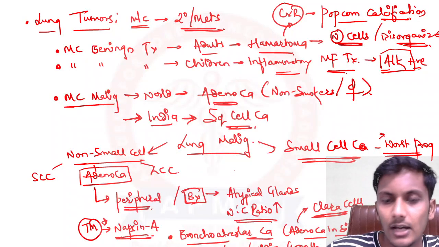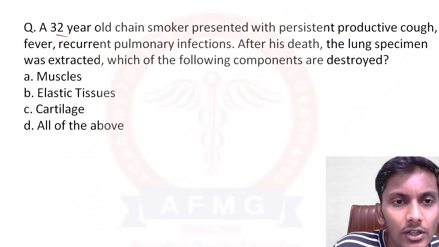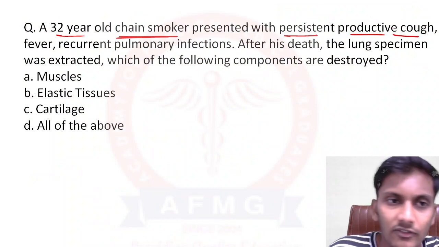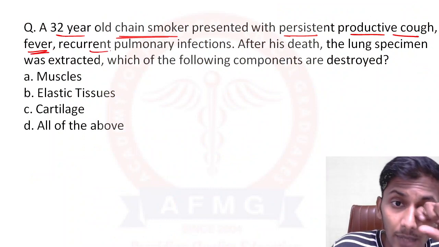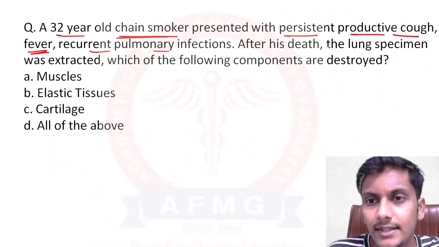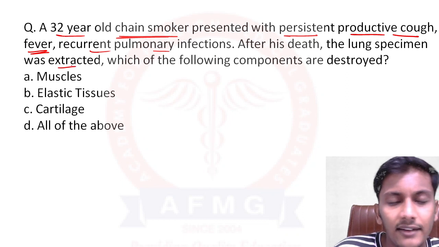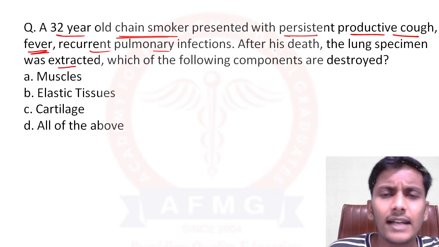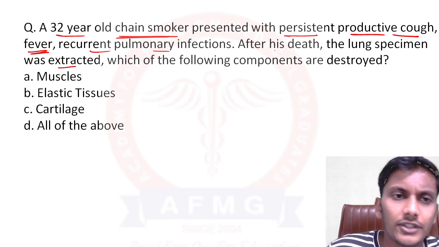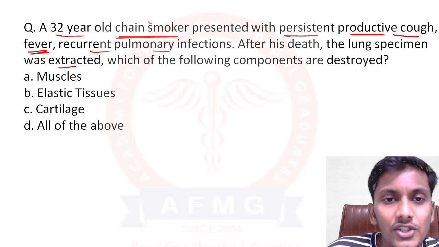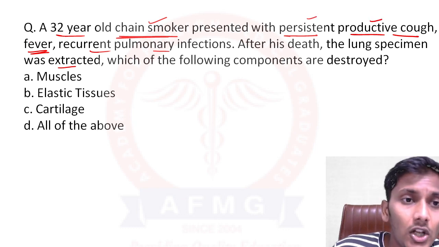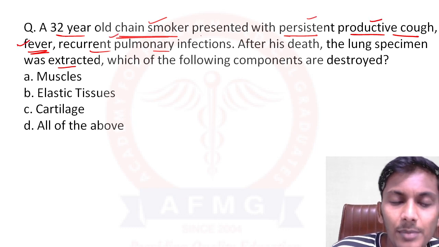Moving further, guys, now to our next question. A 32-year-old chain smoker presented with persistent productive cough, fever, recurrent pulmonary infections. After his death, the lung specimen was extracted. Which of the following components are destroyed? So let's come to a provisional diagnosis at first. A 32-year-old chain smoker presented with persistent productive cough along with fever, along with recurrent pulmonary infection.